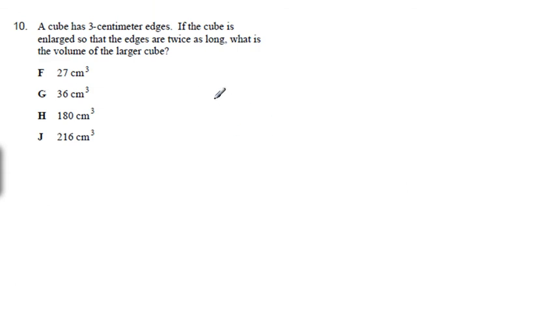Number 10. This one a lot of people miss just because they missed this very first step. A cube has 3 centimeter, that should probably be long edges, so that's the size of them. If the cube is enlarged so that the edges are twice as long, what is the volume of the larger cube? So I don't really care about the smaller one, I just want a larger cube where all the sides are twice as big. So if we take 3 times 2, we see the new side should be 6 centimeters.